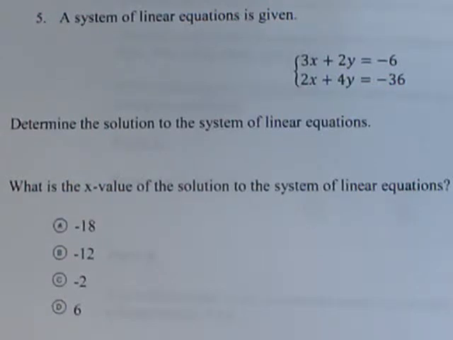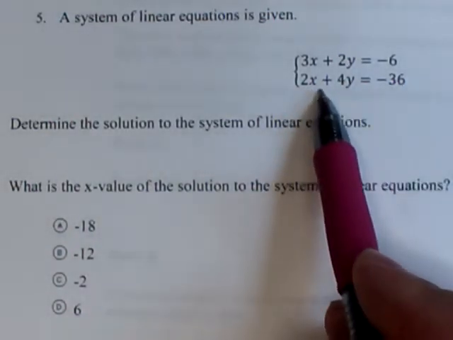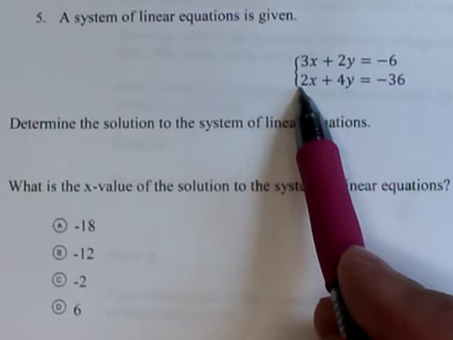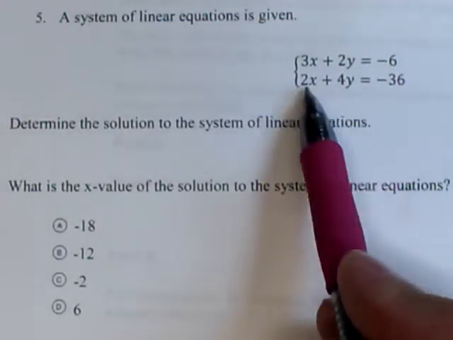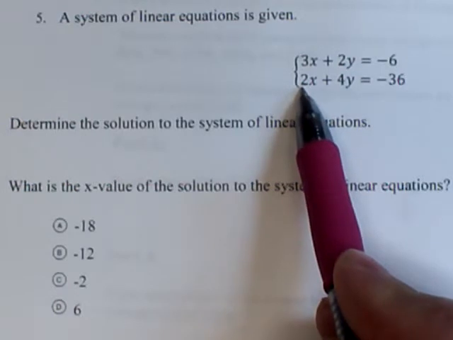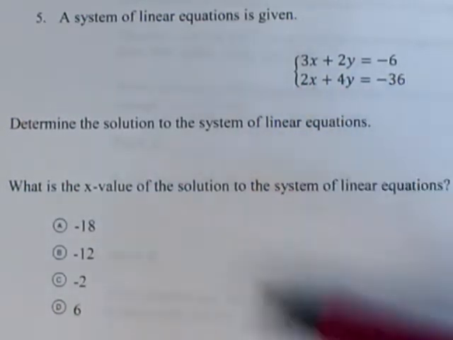Okay, so we're asked here to find the solution to a system of equations. Again, we can use any method. We could solve for y and graph these things and find the intersection. We could use substitution. If I was going to use substitution, I would probably solve for this x here, because even though it's 2x, when we divide everything by 2, 4 is going to divide into, and negative 36 is going to divide into.